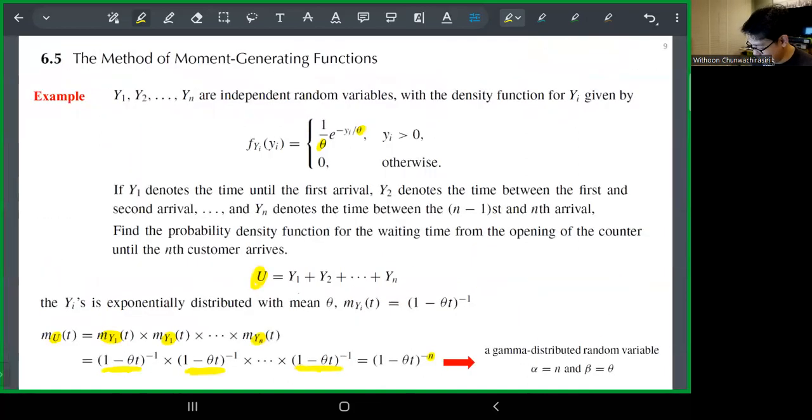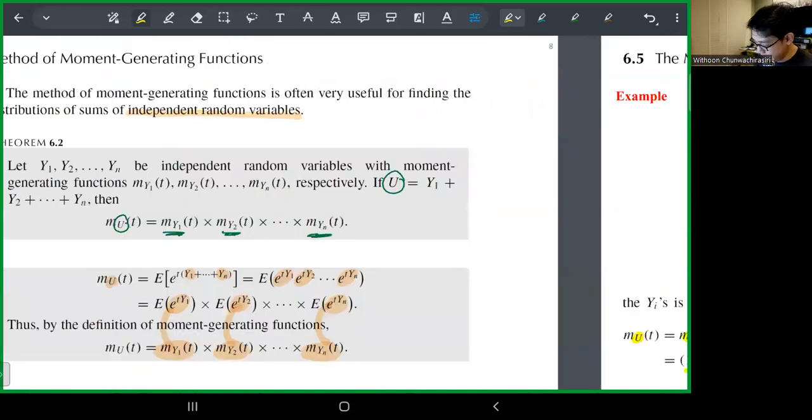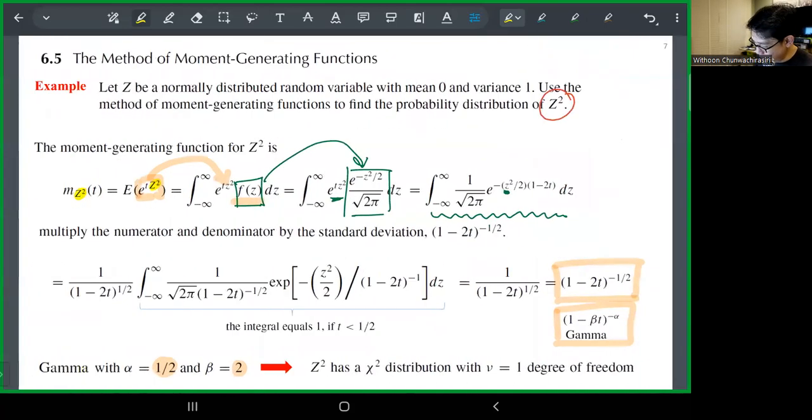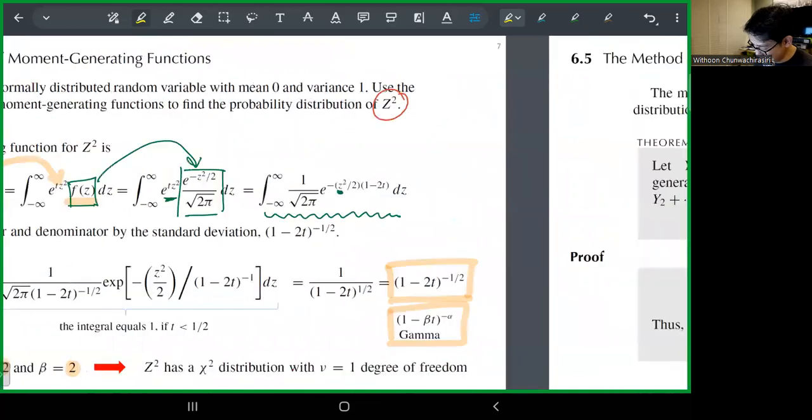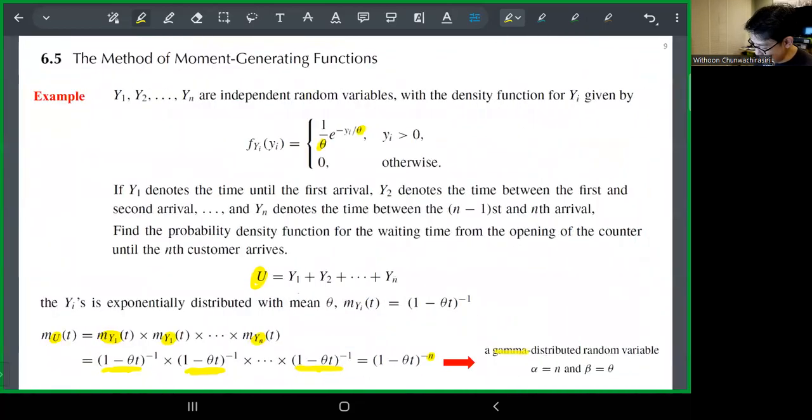All right, so that's it. Once again, it's 1 minus theta t all the way to the negative n. I mean, you don't have to look so far. It's right here. 1 minus something t to the negative thing. That's once again gamma. So that's it. So it's gamma distributed with alpha being n now, and the beta is theta, the same parameter that shows up inside the exponential function. All right, and that's it.